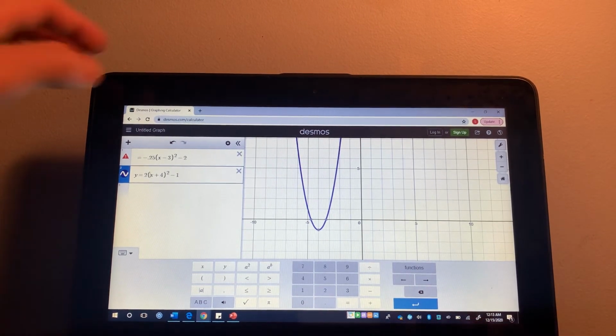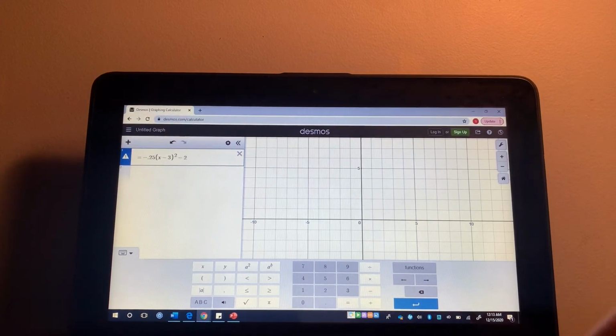Now let's look at the equation. I'm trying to find the graph. I see it's x minus 3 and x minus 2. So I know right off the bat the vertex is going to be 3 comma negative 2.